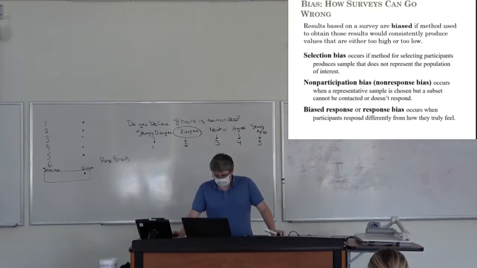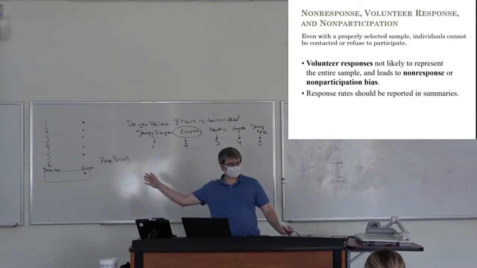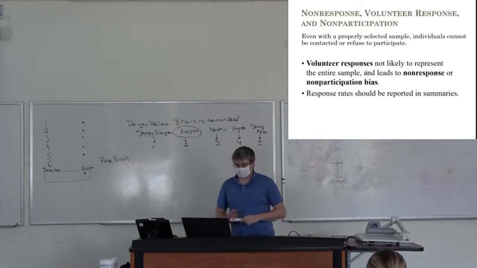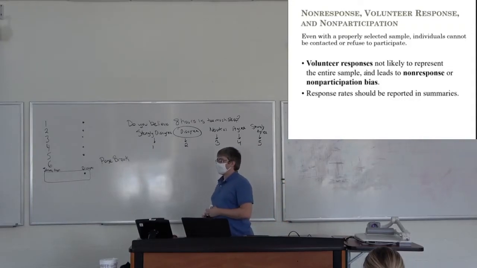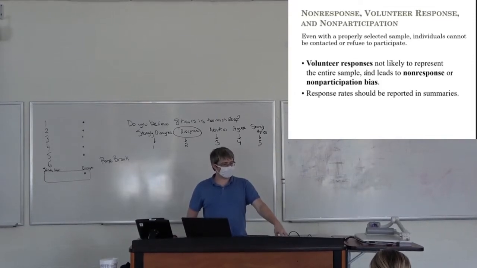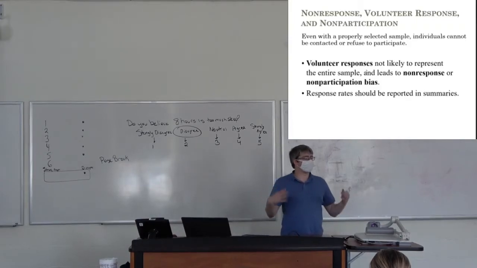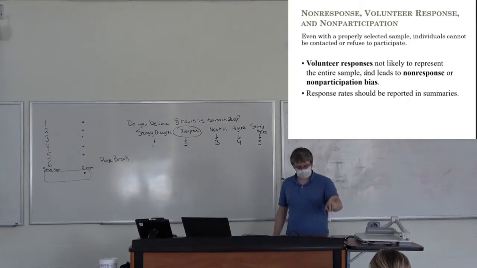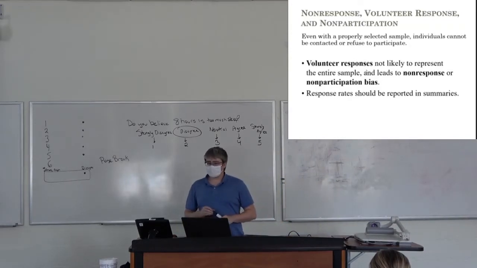All right. So now we have the non-response, volunteer response, and non-participation. So I've talked about these a little bit. Here's just a slide of information on it. But essentially, volunteer responses are not likely to represent your entire sample. So if you're only having people that you reach out to and then you just send it to all your friends, all those people are going to be volunteering to select for your survey instead of methodologically picking 20 friends and telling them, please do my survey, or else, or just get them to fill it out.